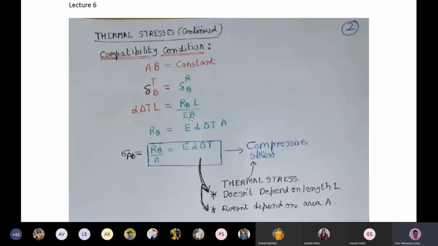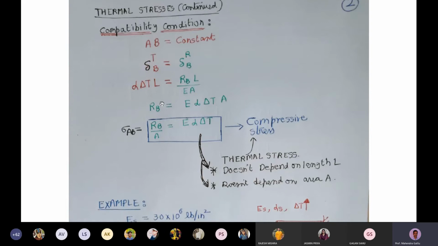So what we do, we send EA to the left hand side, and L will cancel out. So the axial compressive force which will produce a contraction so that there is no expansion is E alpha delta T A. This RB is actually a compressive force. So there is a corresponding compressive stress in the bar, which is sigma AB. Sigma AB will be RB by A. So it is E alpha delta T.